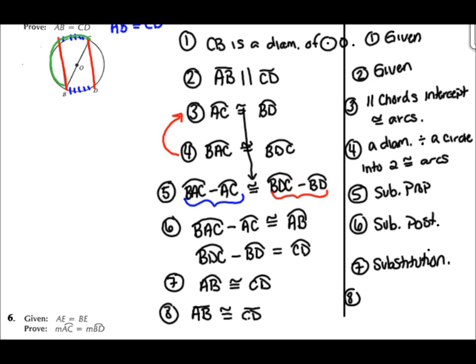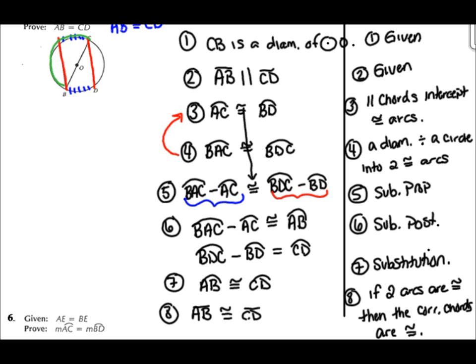And this reason comes from the first proof we did. If two arcs are congruent, then the corresponding chords are congruent. And that ends our proof.